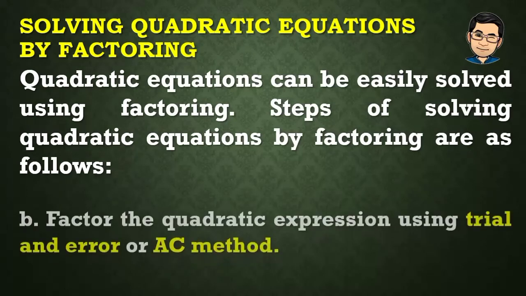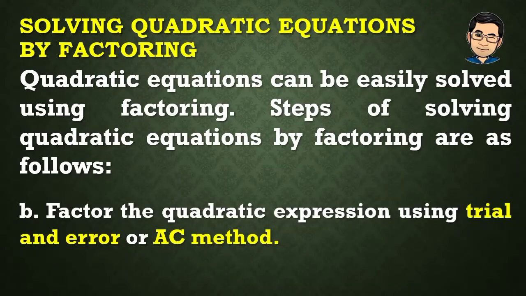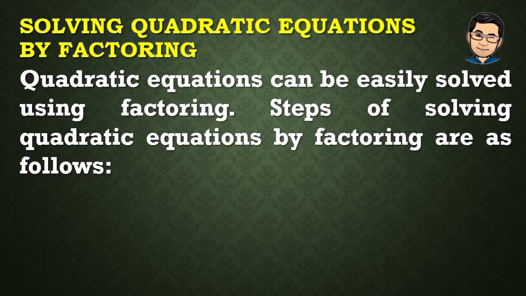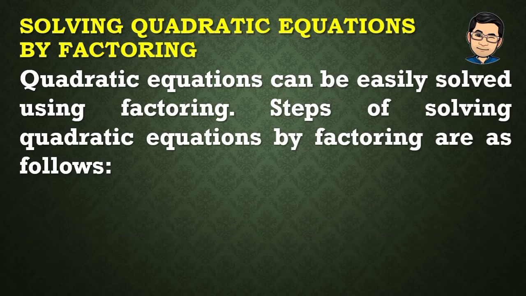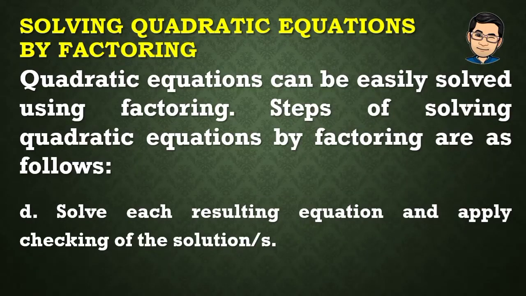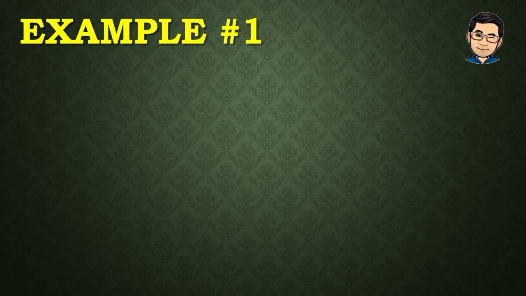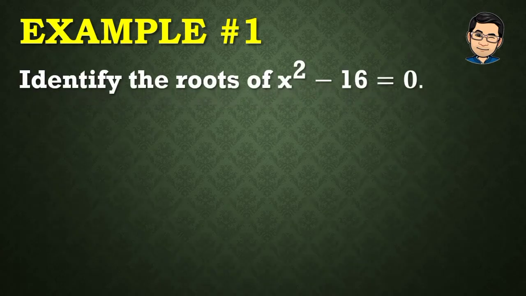So, our next step is factor the quadratic expression using trial and error or AC method. Next, apply the zero product property by equating each factor of the quadratic expression to 0. Then, solve each resulting equation and apply checking of the solution. So, para maging clear sa inyo yung mga steps in solving quadratic equations by factoring, let's have example number 1.